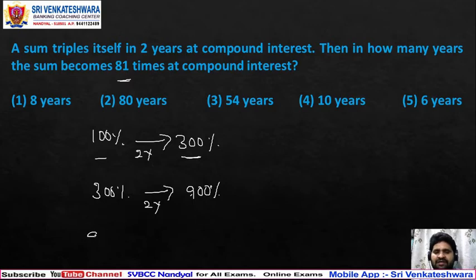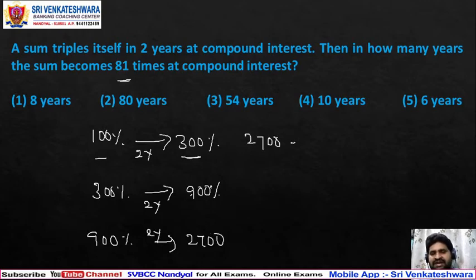Now the 900. If you go for the next cycle, 900 again will become 3 times. 900 threes, 2700 in the next 2 years. If you go for the next case, 2700 again in the next 2 years will become triple. 27 threes, it will be how much? 8100. So it will be in the next 2 years.